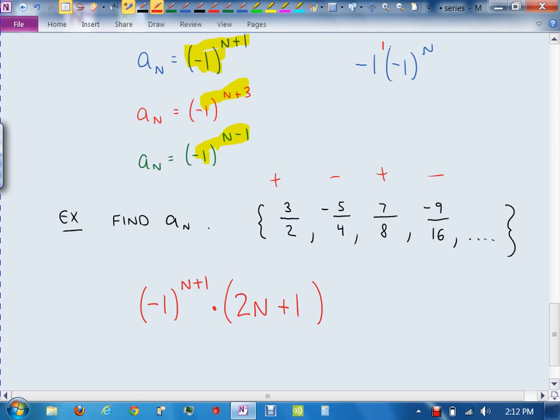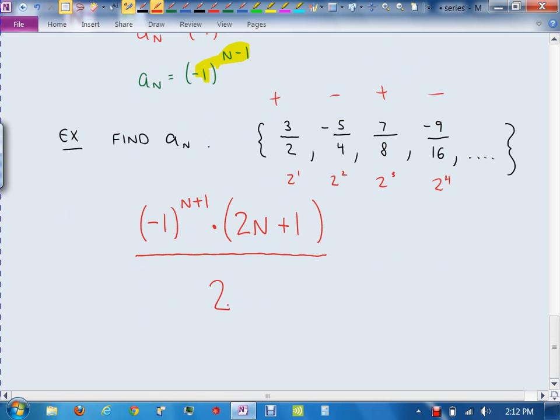So I've got the signs taken care of. I've got the odds starting at 3 and going. Now I need to notice a pattern in the denominators. It's just 2 to the first power, 2 squared, 2 cubed, 2 to the fourth. So isn't that just 2 to the n? Right? 2 to the n. That's my a sub n.